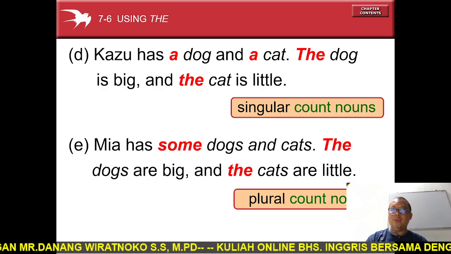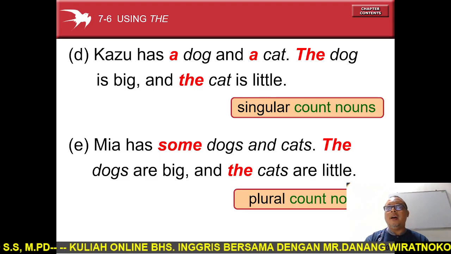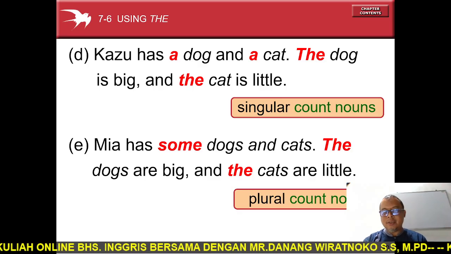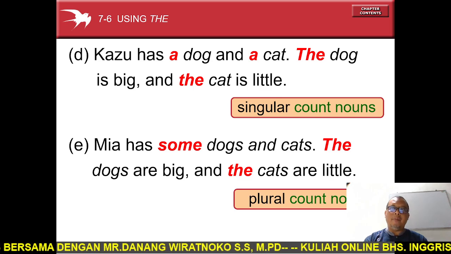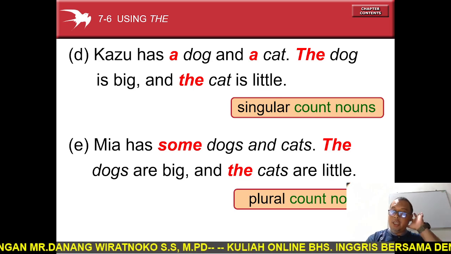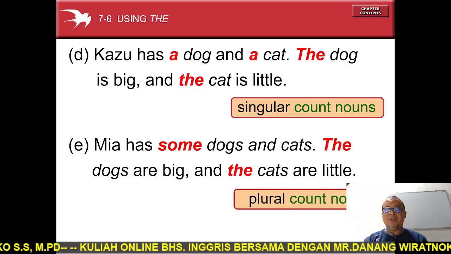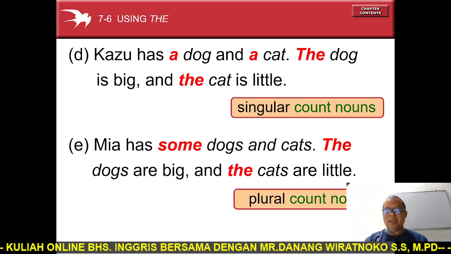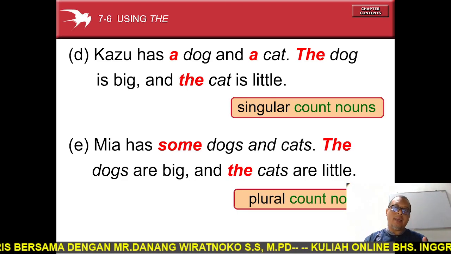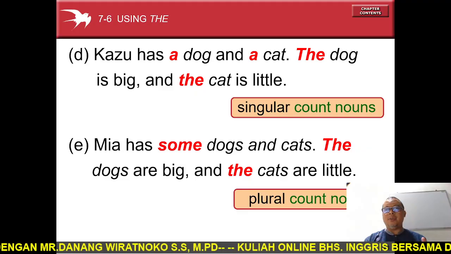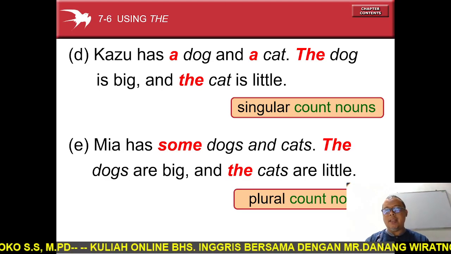Misalnya kalau huruf hidup a i u e o pakainya an. Tapi kalau huruf vowel consonant, huruf mati, kata bendanya itu kayak B, C, D, F, G, H, J, and etc. Itu kita pakainya a. So Kazu has a dog and a cat. Ini dia pertama kali memperkenalkan. So Kazu memperkenalkan ada dia punya anjing dan juga dia punya kucing awalnya. Okay, and then the dog is big and the cat is little.